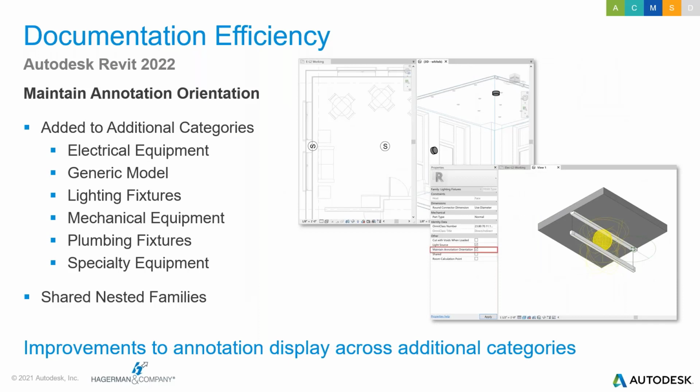More categories can now show an annotation symbol using the maintain annotation orientation family parameter. So with this improvement, maintain annotation orientation has been added to the following categories. We've got electrical equipment, generic models, lighting fixtures, mechanical equipment, plumbing fixtures, and specialty.